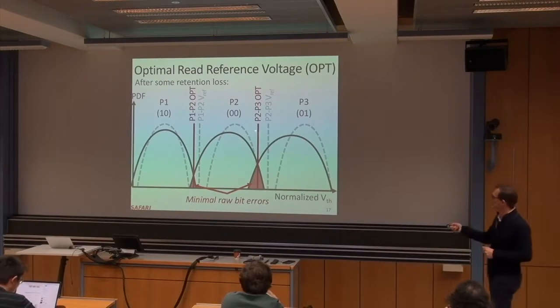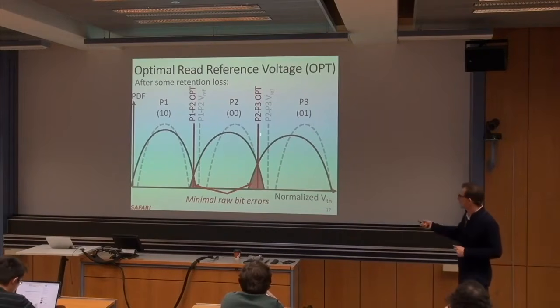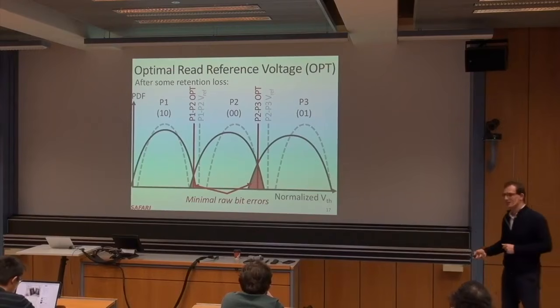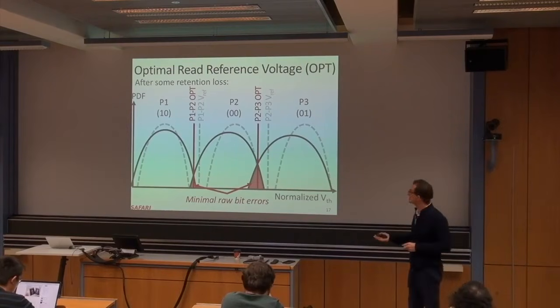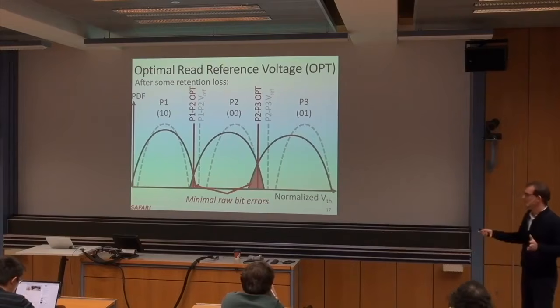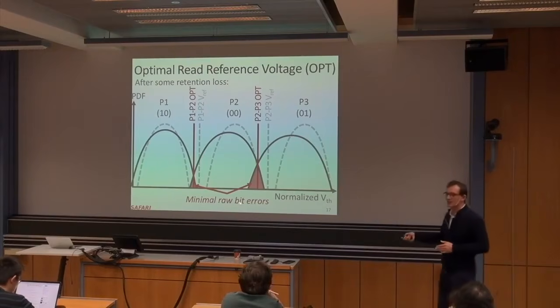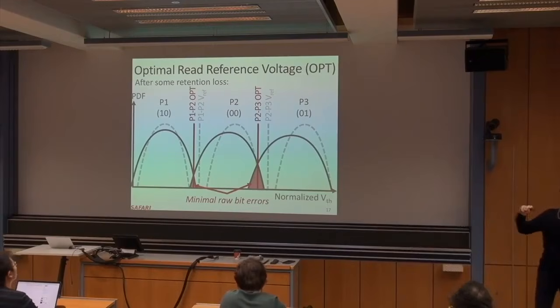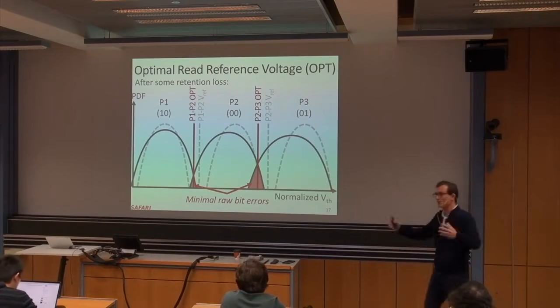You really want to be at the point where the distributions cross if you want to minimize the raw bit errors. And that's exactly one of the mechanisms that existing flash controllers use. This is called the optimal read reference voltage. They try to find the optimal read reference voltage to minimize these raw bit errors, because these raw bit errors are a lot. I'll show you real distributions from very small devices in a little bit, and you'll see that they actually overlap very heavily.